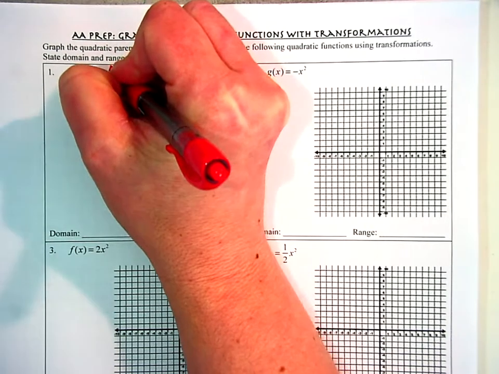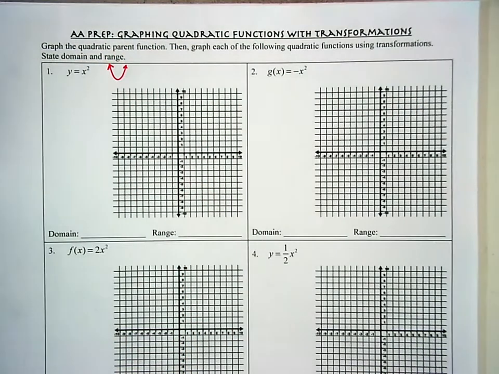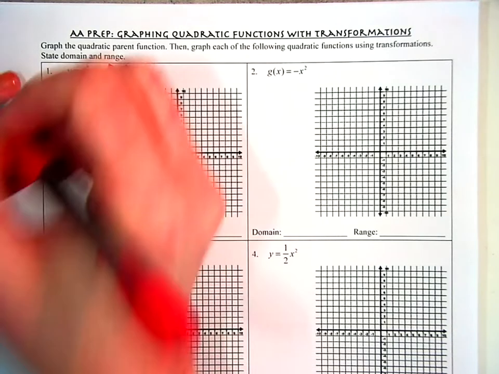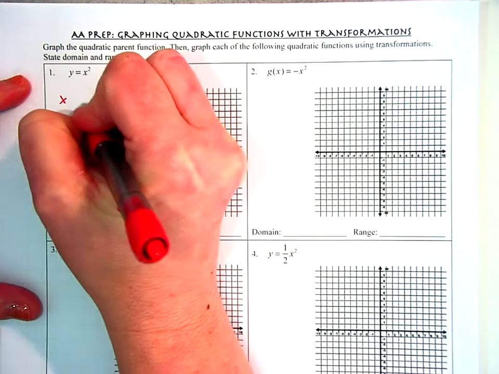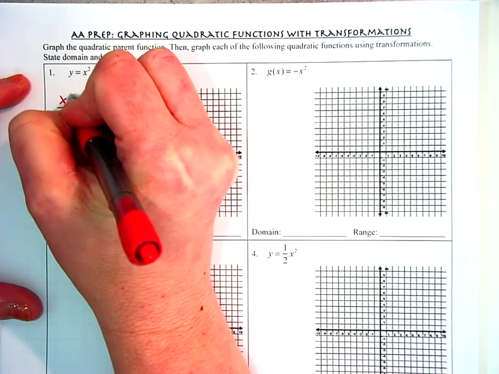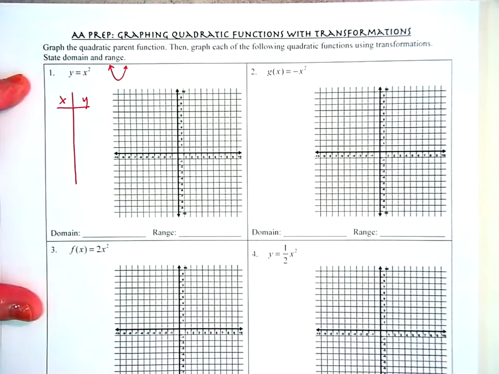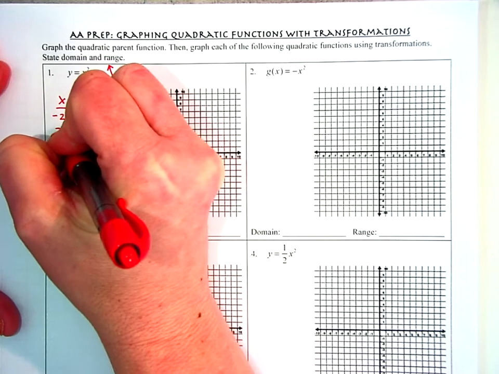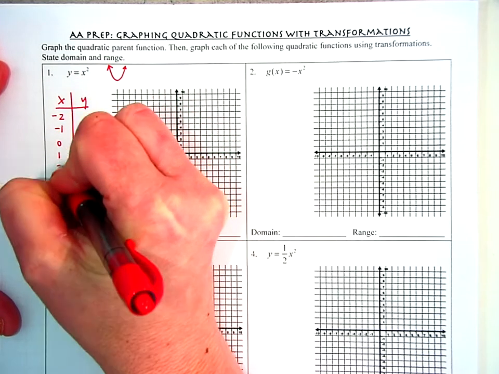This right side up U shape, right? We call it a parabola. So here, first off, I'm just going to remind you of what the parent looks like by making a table. So I'm going to use as my inputs -2, -1, 0, 1, and 2.